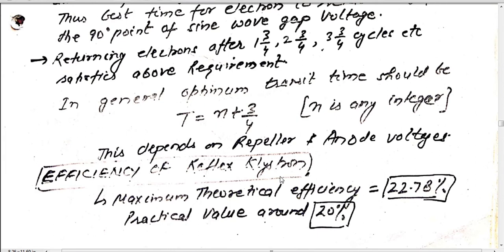So this is the working and operation of our two cavity, reflex Klystron as an oscillator, and the efficiency of this Klystron is, theoretically, nearly about 23%, and the practical value of this is around 20%.